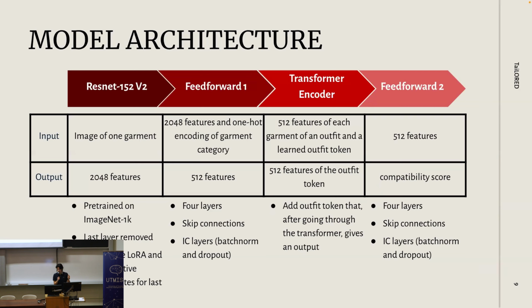produces the 512 features. And then for the transformer encoder, we pass through the 512 features for each garment of an outfit, and a learned outfit token, which then produces the 512 features of, again, the outfit token, which allows us to learn, again, how each garment interacts with one another and produces the general idea of the whole outfit. We then pass these 512 features into the last feed-forward network, which computes the compatibility score, which again is just the prediction of how many likes and views this outfit would receive.